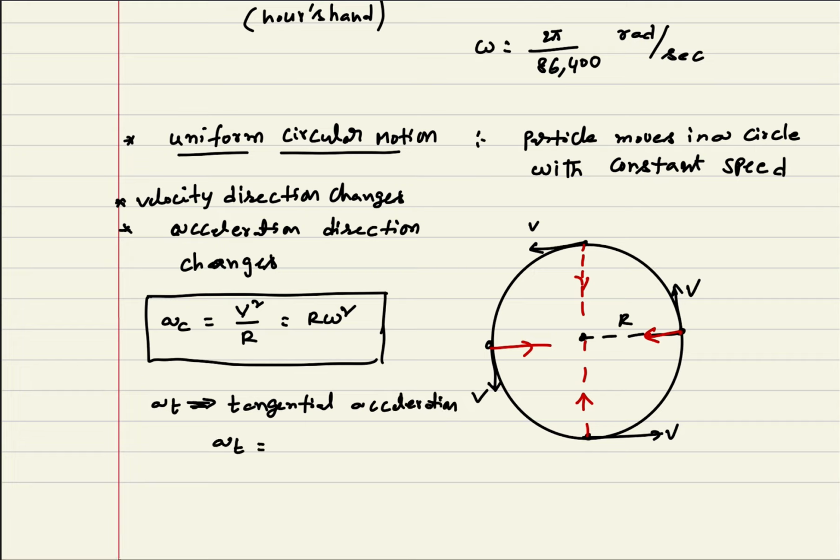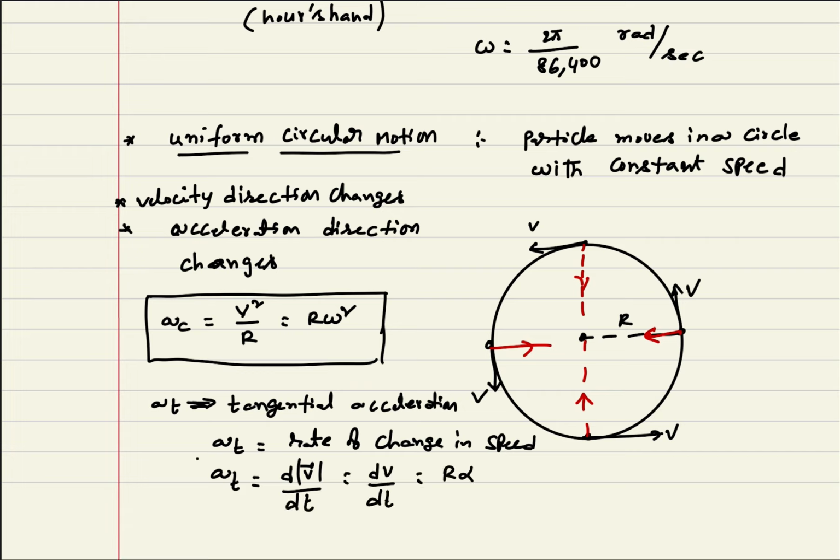Tangential acceleration value: we can write at is equal to rate of change in speed. This can be written as at is equal to d mod v bar divided by dt, or dv by dt, that is equal to r into alpha also. So that value in this case is equal to how much? 0. At is equal to 0. Tangential acceleration is equal to 0 here. In uniform circular motion we can apply these relations.